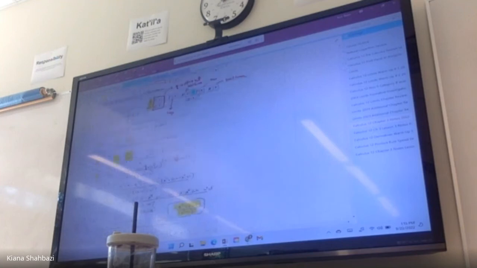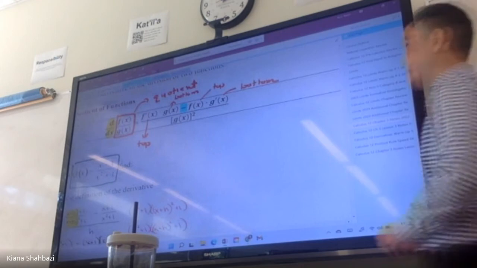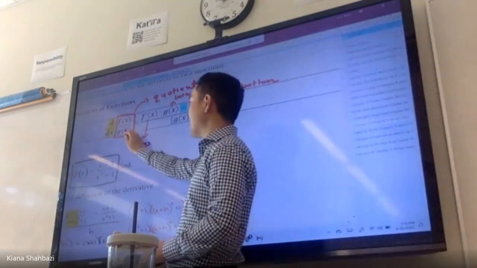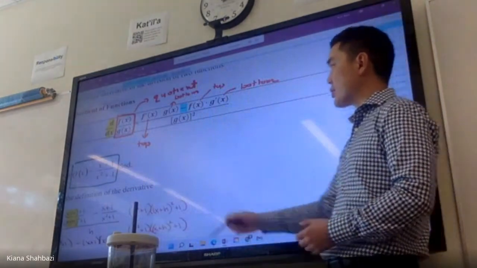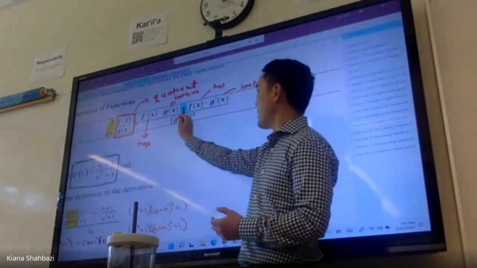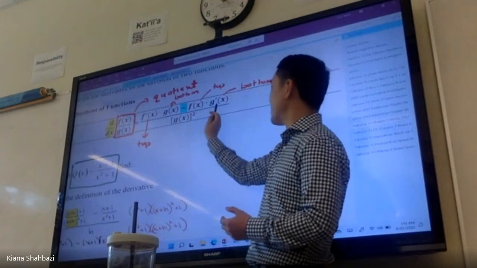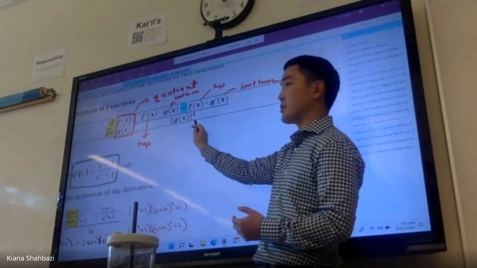Now, if I go back to yesterday's class, the quotient rule is a little bit weird, right? It's the derivative of something on the top divided by something on the bottom. Hopefully they're polynomials, but if you read the language again, it's the derivative of the top times the bottom, minus the top times the derivative of the bottom, divided by the bottom squared.